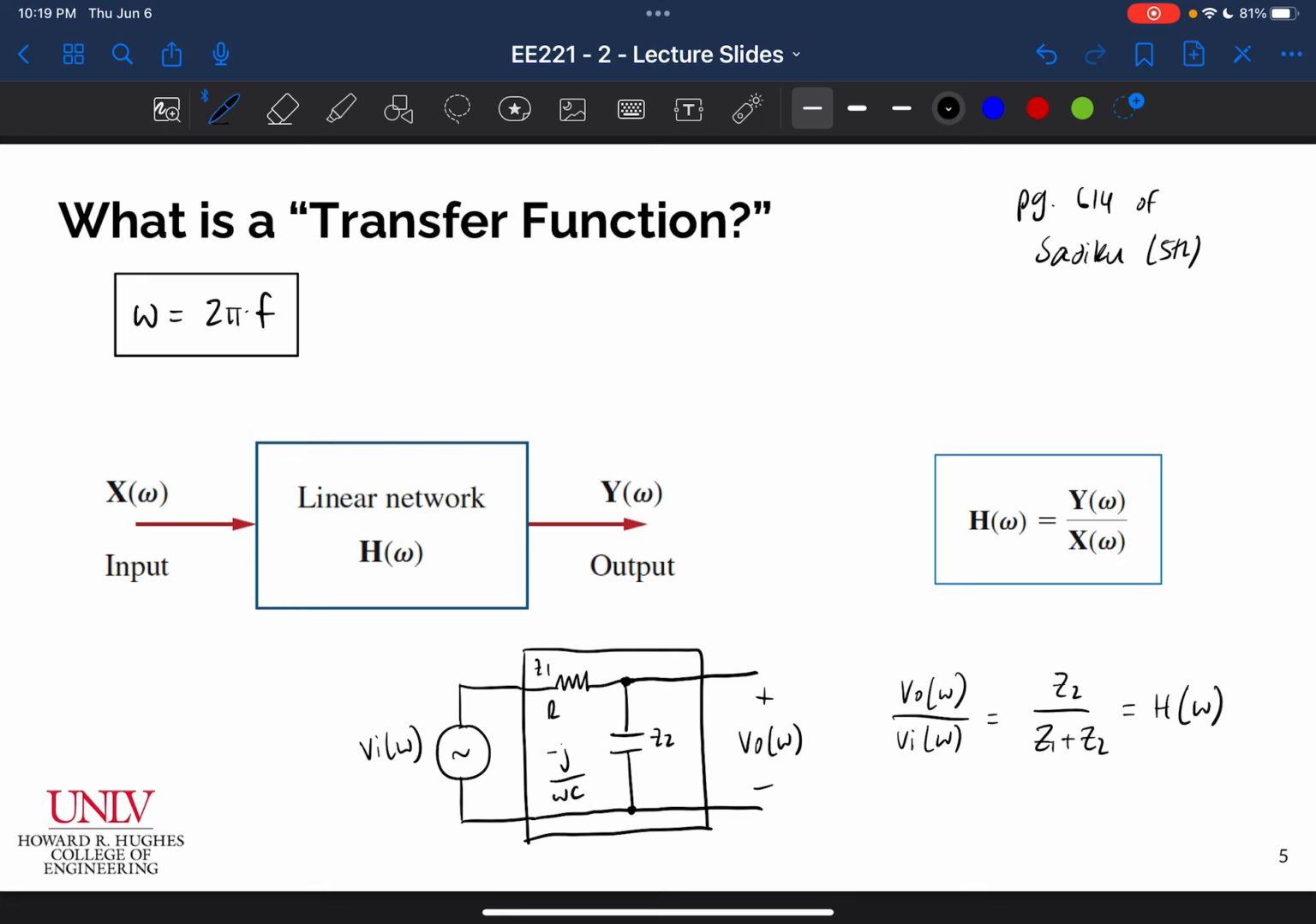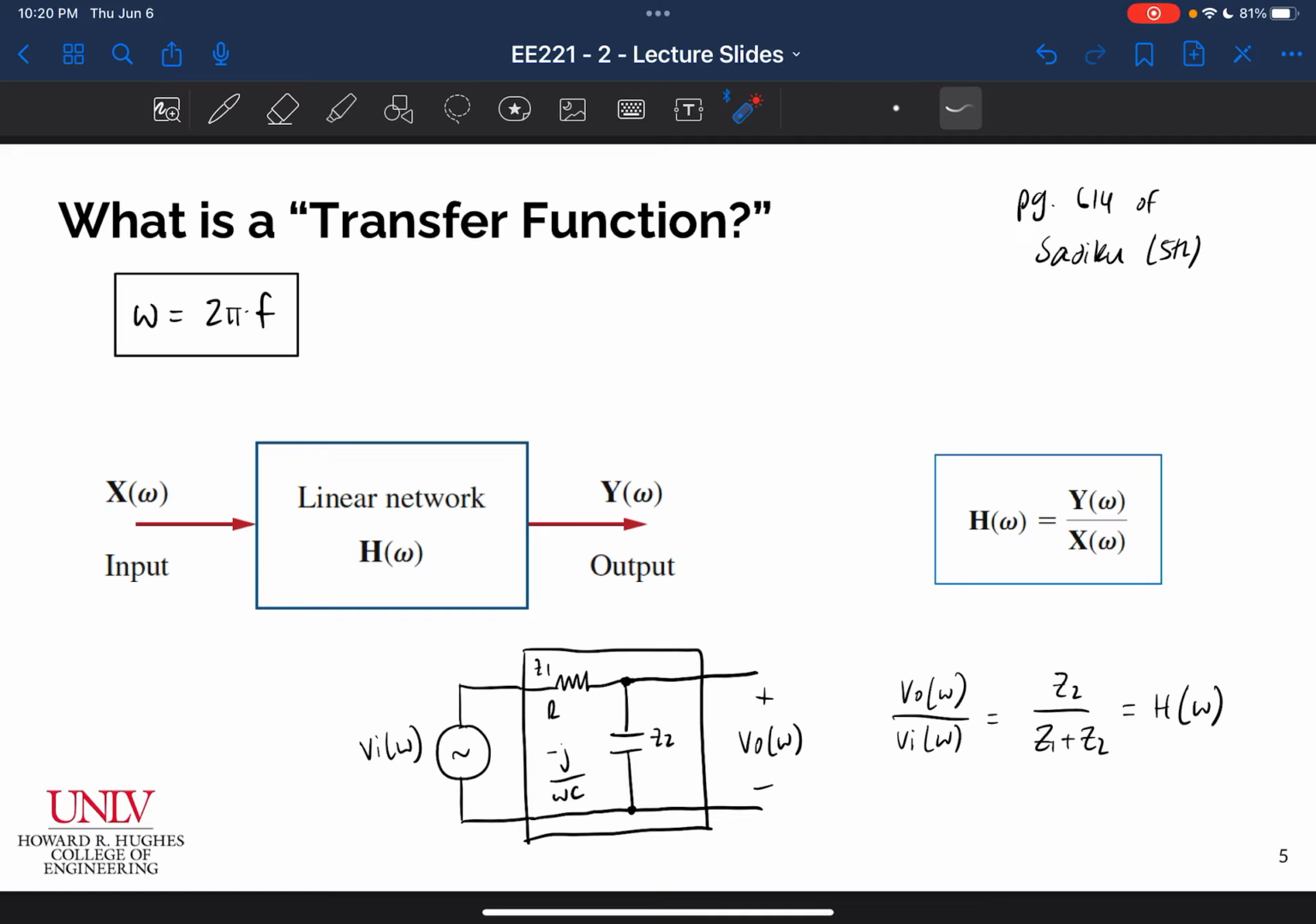Because this impedance is dependent upon omega, we're going to get some function H of omega, or V out of omega over V in of omega, which has dependency upon omega, okay? And so I'm going to go ahead and stop this video here. I just wanted to introduce the transfer function. I might even be making it seem more complicated than it is.